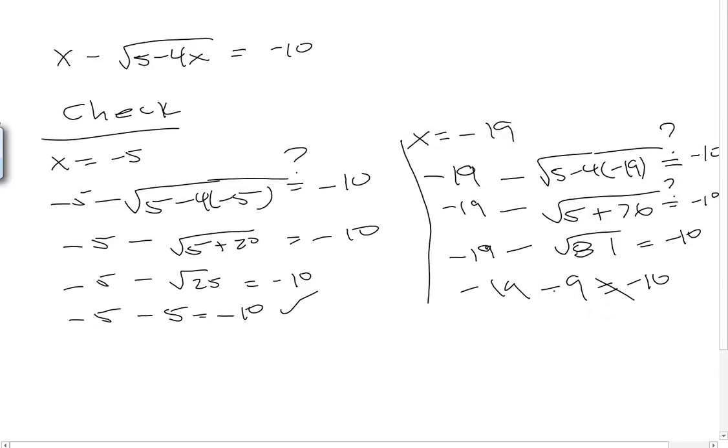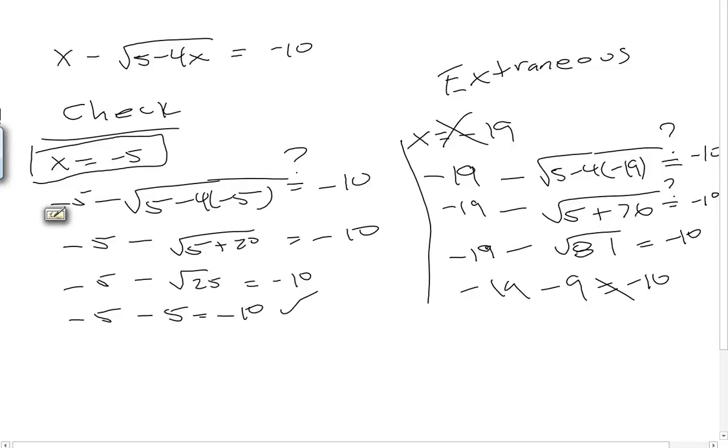Anyway, it doesn't work, so this answer, I should cross it out, throw it out, say that it's extraneous. Only input this one answer into MathXL. If you put in both, it's going to say, hey, you're correct, but don't forget about extraneous solutions. So you should only put in negative 5 because that's the only solution.